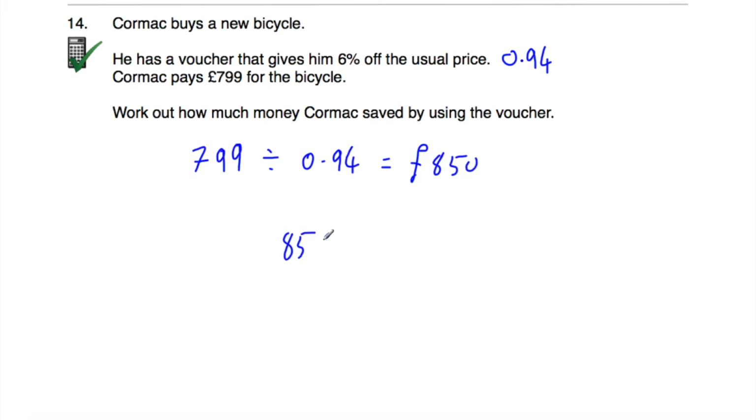So £850 is the normal cost of the bicycle, but we want to work out how much money he saved by using the voucher. He paid £799, so if we take away £799, the difference is how much he saved, which is £51. And that's it.